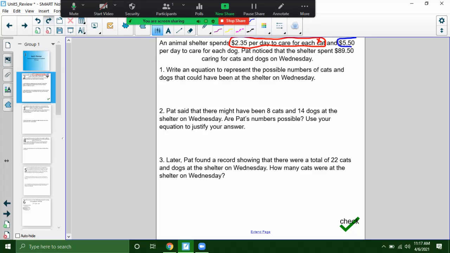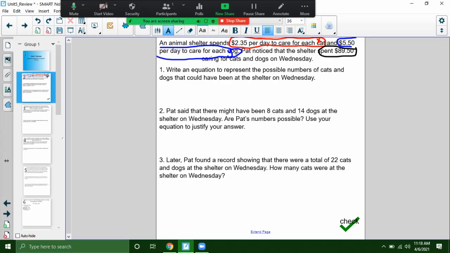And for dogs, which now I'm circling in blue, how much it is to care for each dog, that's $5.50 per dog. And the dogs will be defined as the variable Y. I also noticed that to build my equation, I'm going to have to use my total spent. So I'm going to circle that in black. So I know that they spent altogether on Wednesday $89.50. Now I'm just going to go ahead and write my equation.